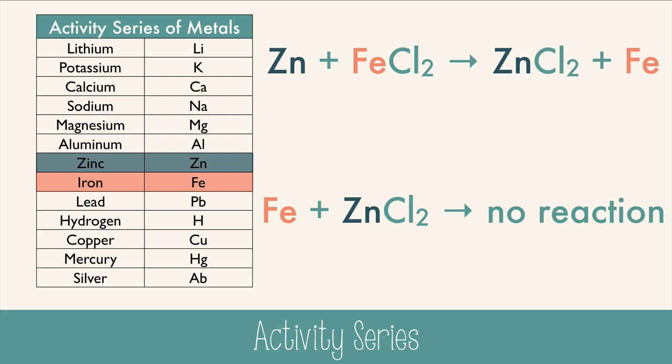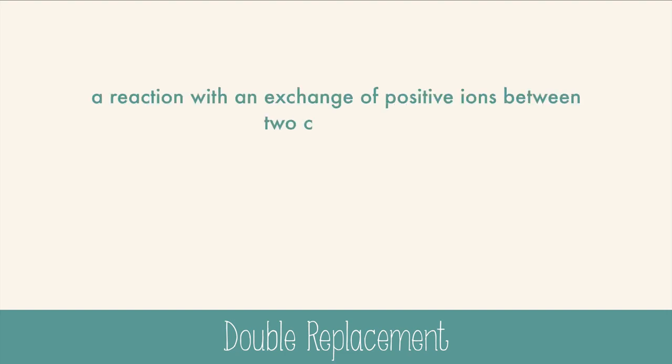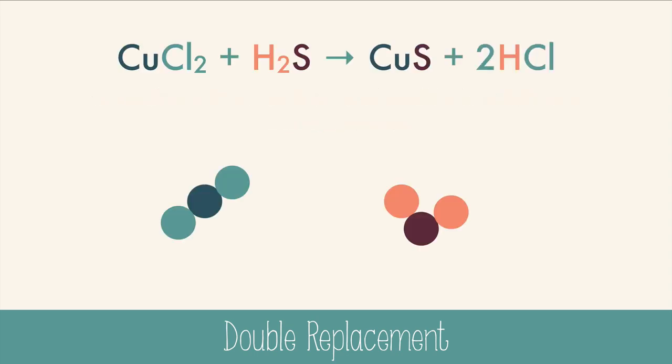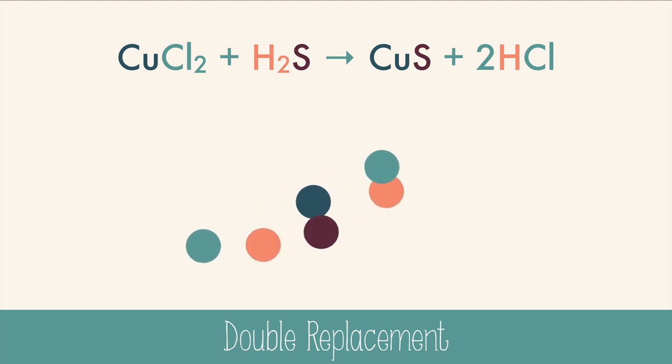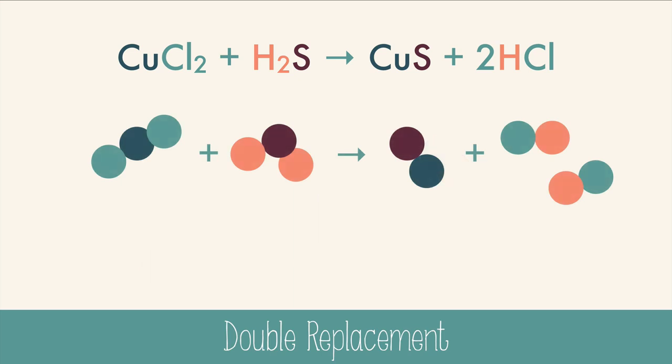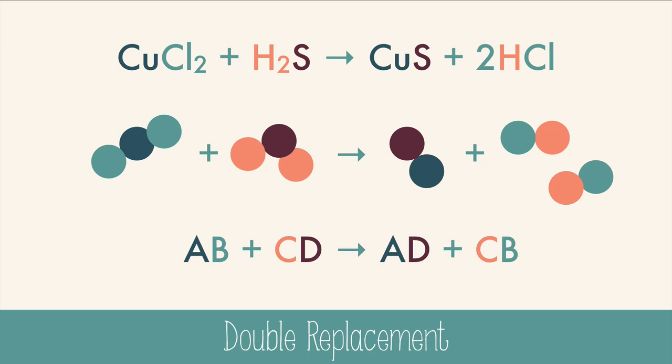Now let's look at the next type of reaction. Double replacement. This reaction is similar to single replacement, except we're starting with 2 compounds. The reaction has an exchange of positive ions between 2 compounds. In this example, copper 2 chloride and hydrosulfuric acid will swap their positive ions to make copper sulfide and hydrochloric acid. So here we have an equation, a drawing, and now a simple formula for double replacement reactions. AB plus CD yields AD plus CB. You can see from this equation that A and C have just switched places, and those represent the positive ions.